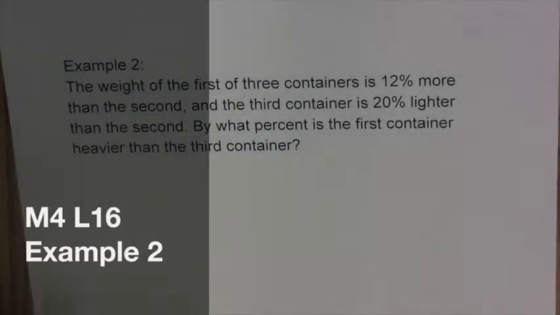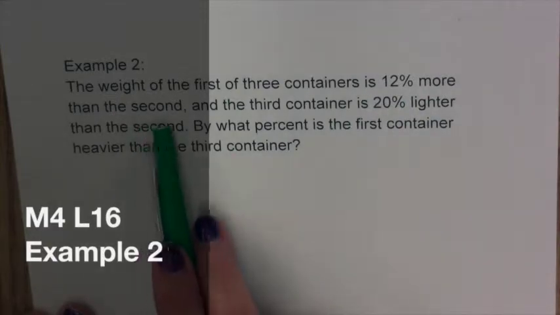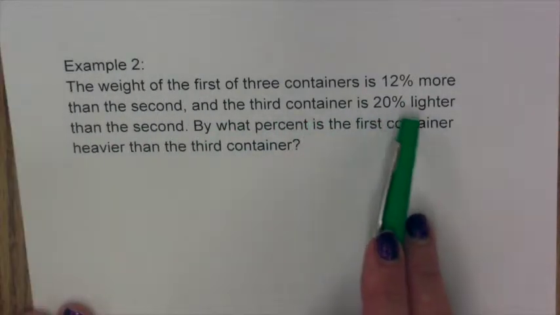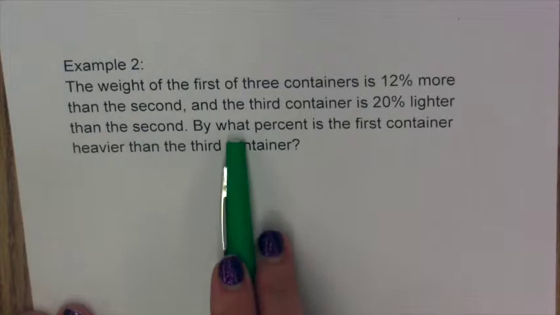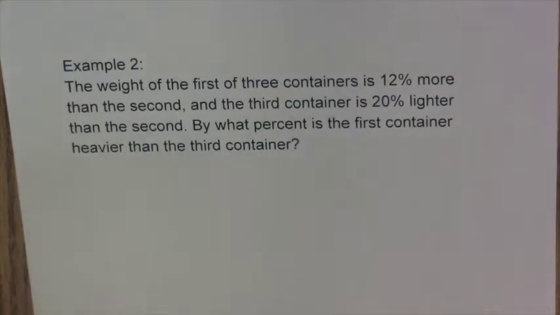Example 2. The weight of the first of 3 containers is 12% more than the second, and the third container is 20% lighter than the second. By what percent is the first container heavier than the third container?